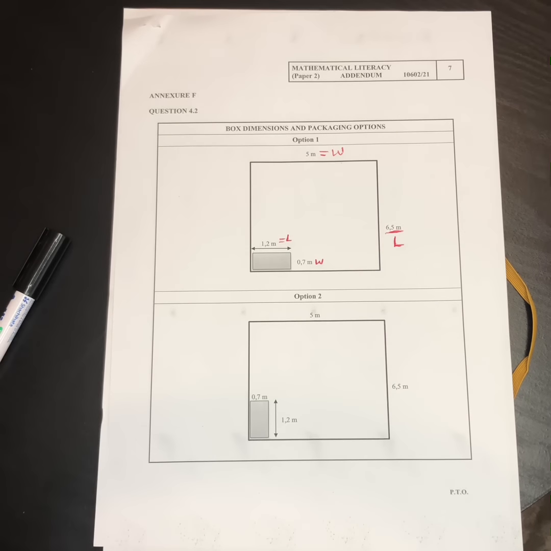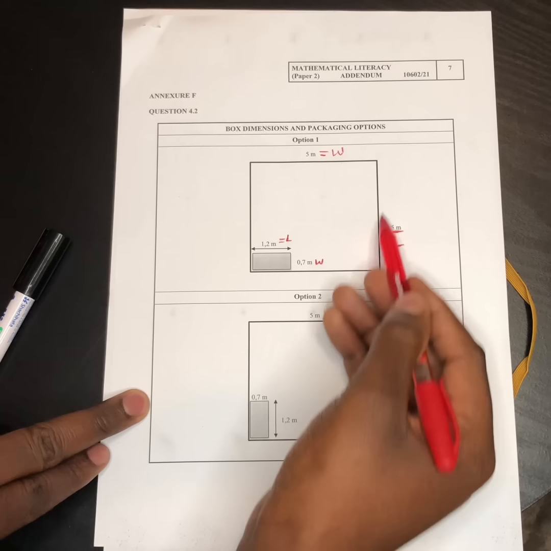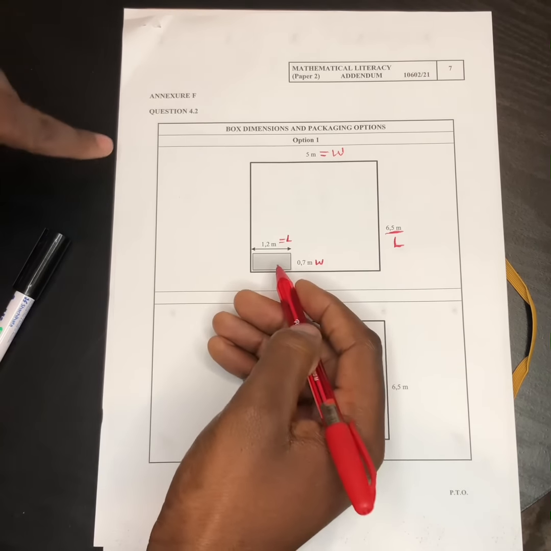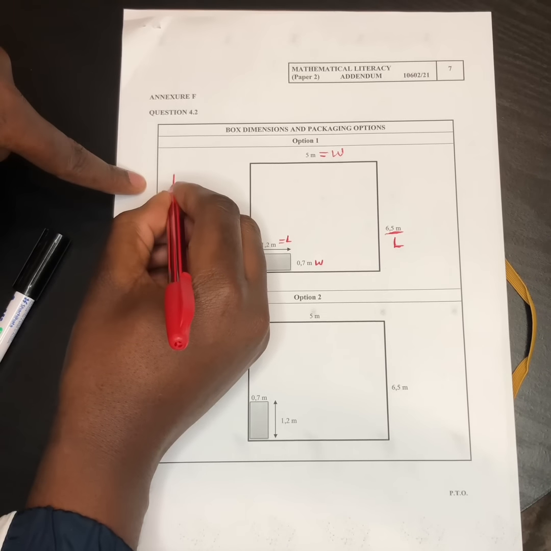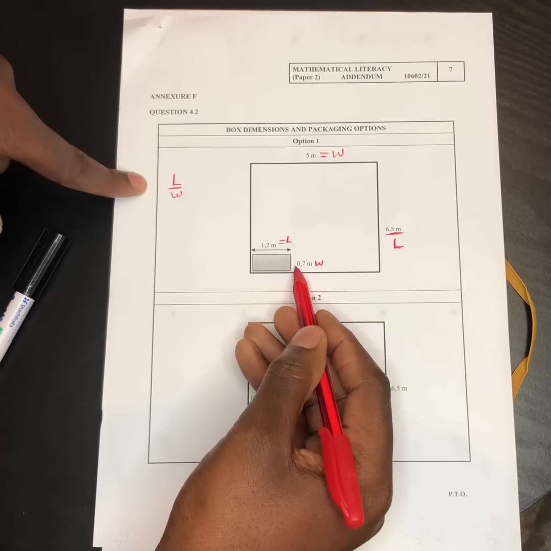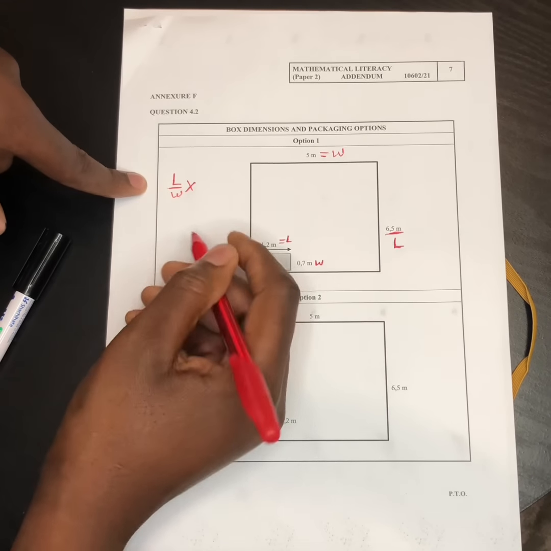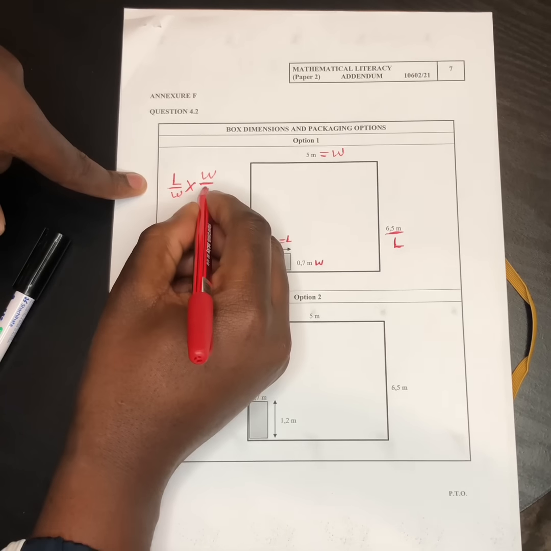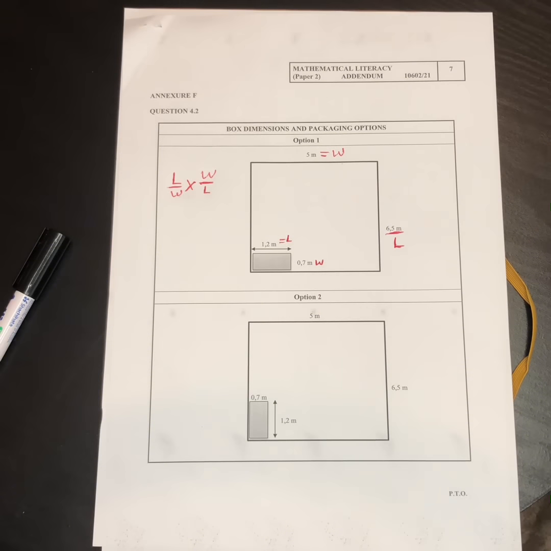So if you check the kind of packaging that happens in option number 1, we can tell that length, width, width, and length. So you take the bigger one, going to say length of a room divided by the width of a packaging box, multiply by the width of a room divided by the length of a packaging box. So this is the option that we have in option number 1.